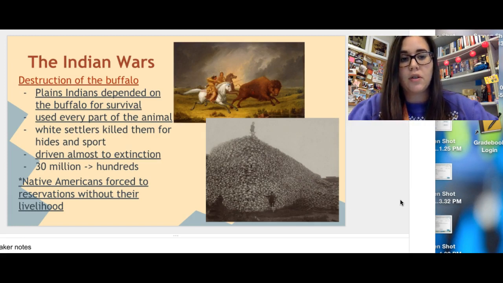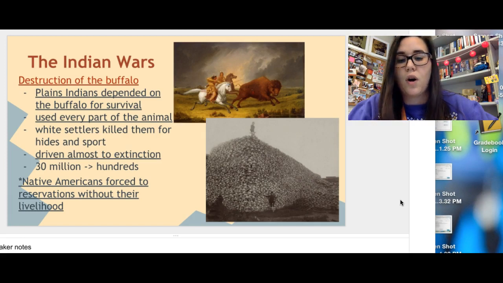However, as a strategy to subdue the Native Americans out west, the United States government began a program of killing as many buffalo as possible. As people traveled out west, they were encouraged to kill every buffalo that they came in contact with. So white settlers killed them for sport. They also killed them for their hides, which they sold back east, and left the rest of the buffalo to rot. The American buffalo was driven almost to extinction.